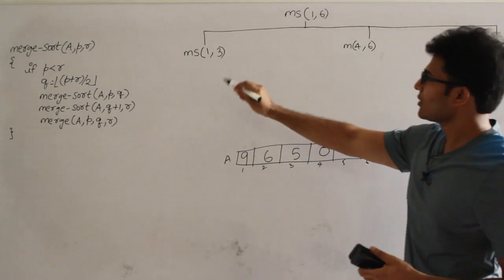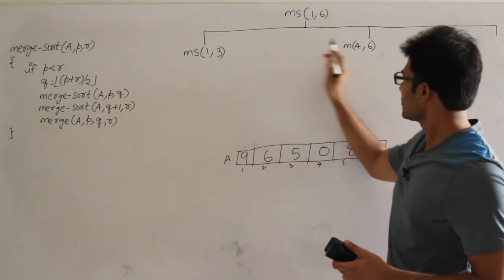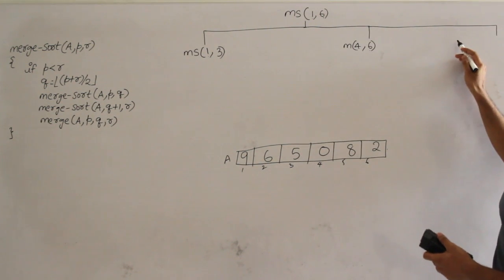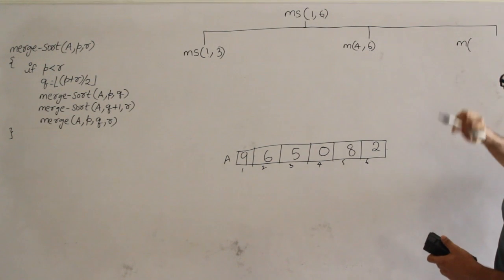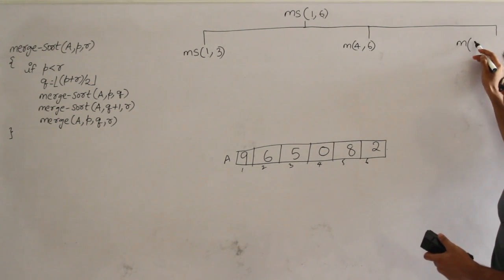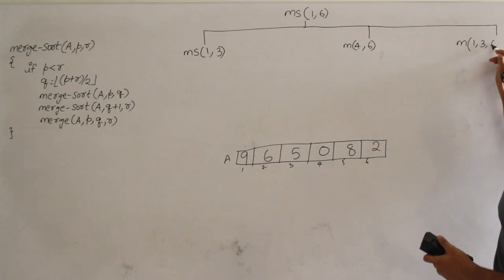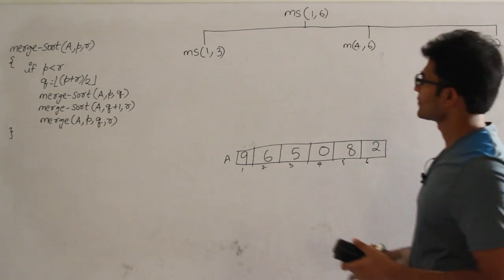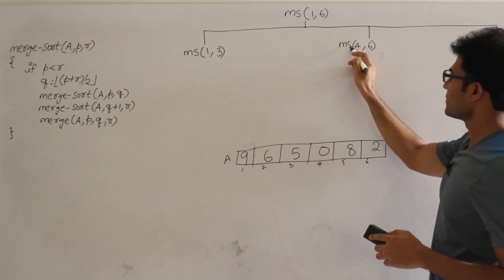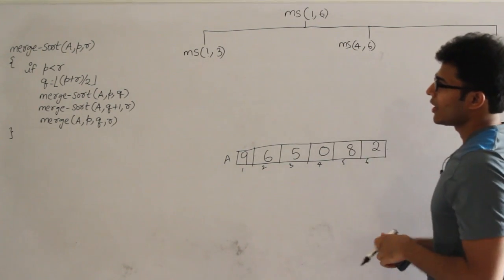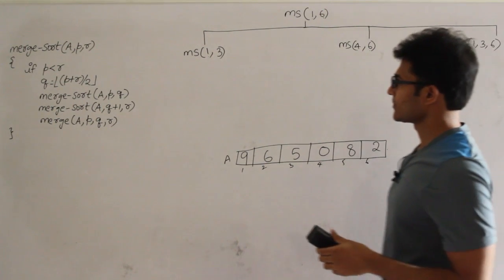And then what is the next one? Once this list is sorted, and once this list is sorted, I got two sorted lists and I'm going to merge them, right? Therefore, it is going to be merge of 1 to 3 and 4 to 6, right? So all the merge sort I am going to write as ms. Ms means merge sort calling, and m means merge procedure calling.